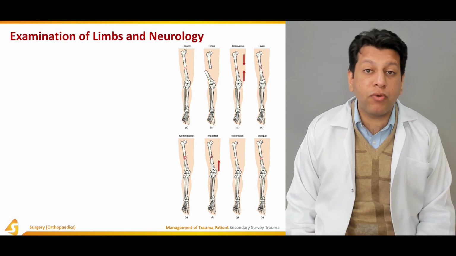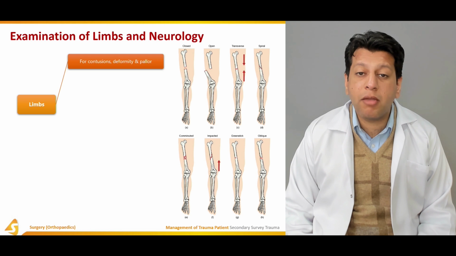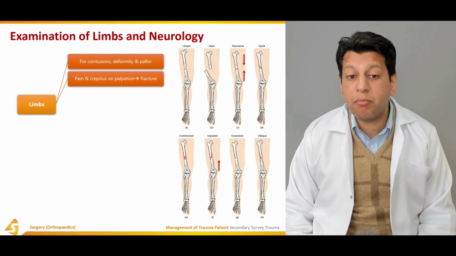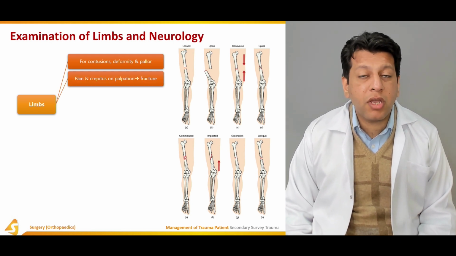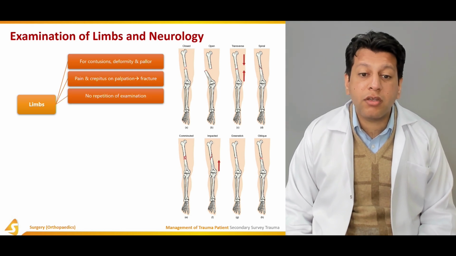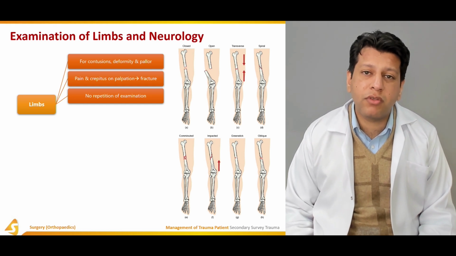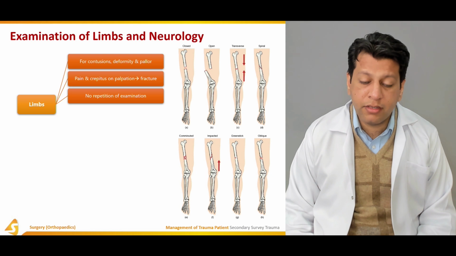From the pelvis we move on to the examination of the limbs. Limbs are examined for contusions, deformity and pallor. Pain and crepitus on palpation indicate fracture. If there is a fracture, it is painful and it should not be examined again and again.